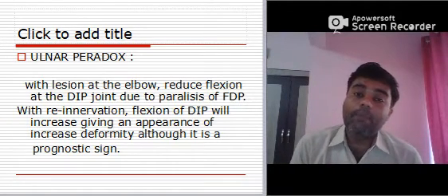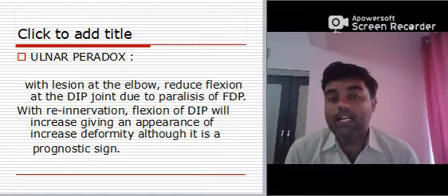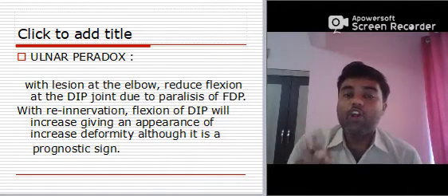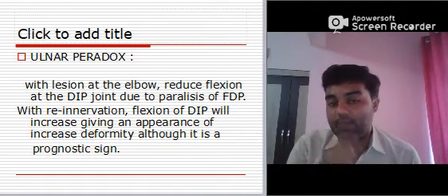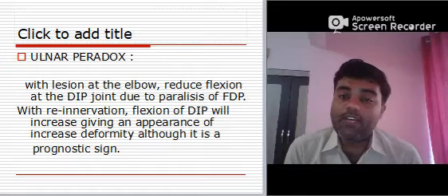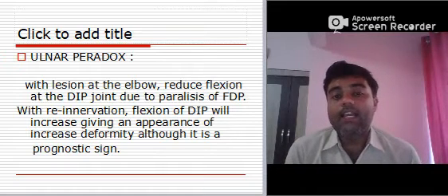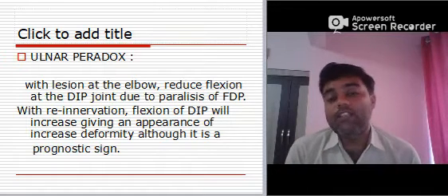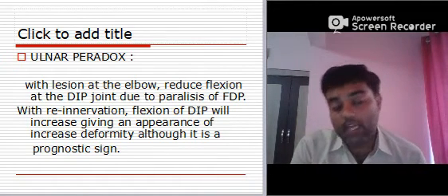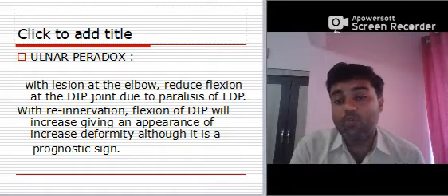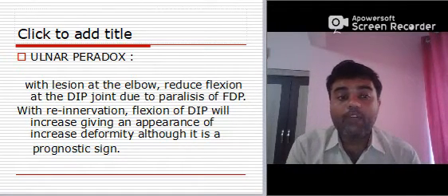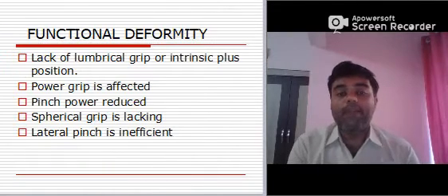Then ulnar paradox. With a lesion at the elbow, there is reduced flexion at the DIP joint due to paralysis of FDP, flexor digitorum profundus. With reinnervation, flexion of the DIP will increase, giving an appearance of increased deformity, although it is a prognostic sign. So there are signs which can tell you what the prognosis will be. So it is also important to know whether the prognostic sign is good or bad.